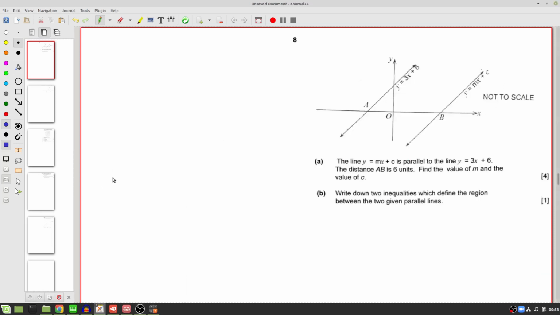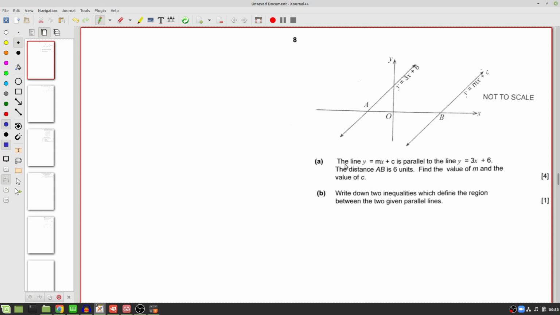Welcome back. We are on question 8 of the November 2012 Namibian Senior Secondary Certificate, Paper 1, Higher Level Mathematics. So question 8, over here we have a Cartesian plane with two straight lines drawn on it. This equation is y equals 3x plus 6. This equals y equals mx plus c. So the m and the c are unknown at the moment.